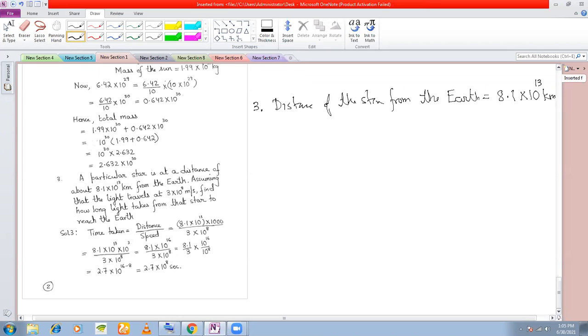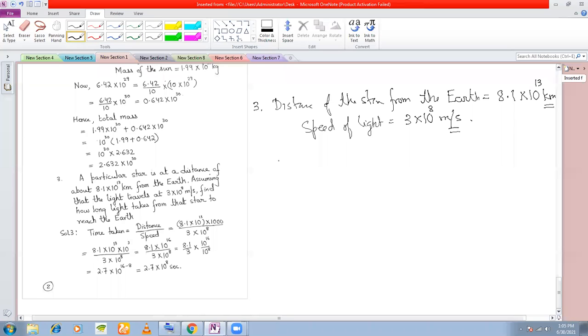Assuming that the light travels at the speed of light, which is given as 3 into 10 to the power of 8 meters per second. Okay, note the difference. This distance is given in kilometers. This speed is given in meters per second. Find how long it takes for the light to reach the Earth.